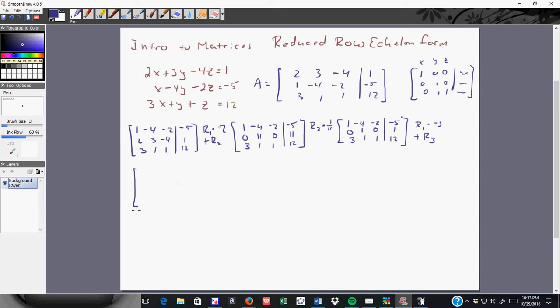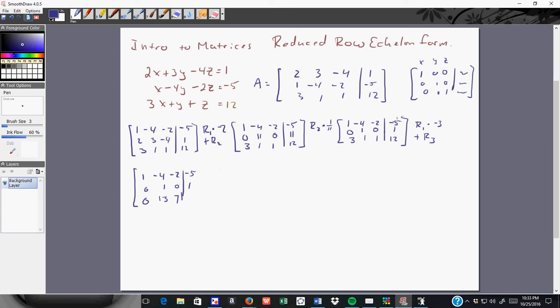So when I do that, once again, this is going to stay the same: 1, -4, -2, -5. This is 0, 1, 0, 1. And now 1 times the -3 plus 3 is 0. -4 times the -3 is 12 plus 1 is 13. -2 times the -3 is 6 plus 1 is 7. Oops, that's not a 7.